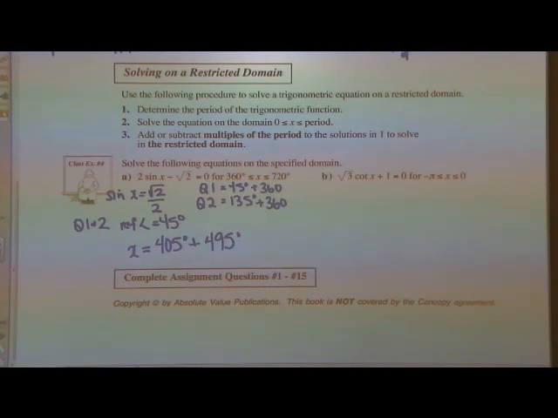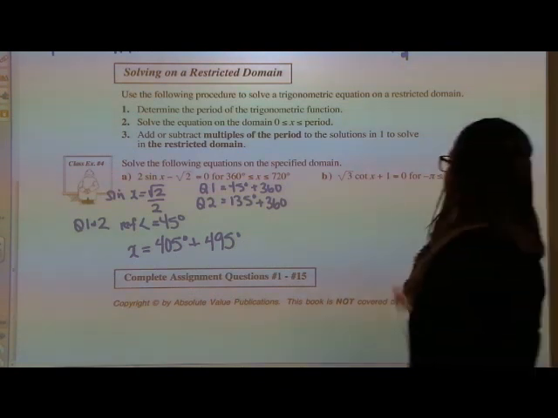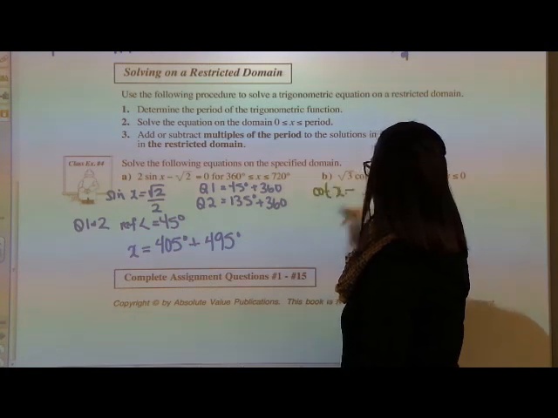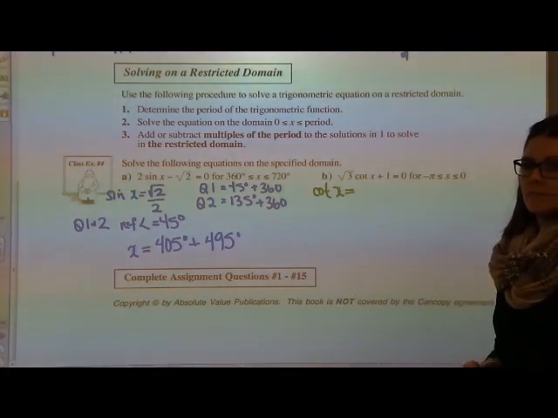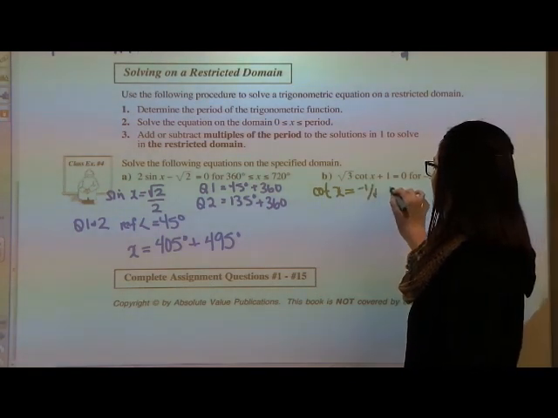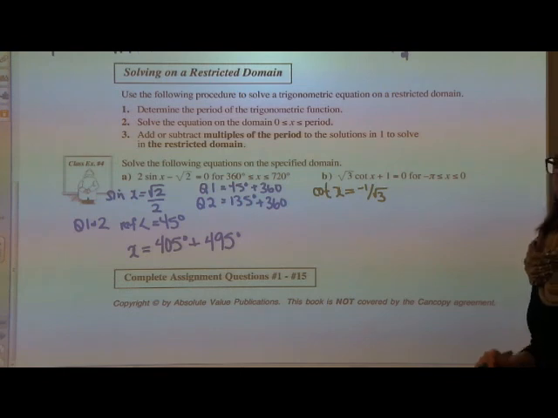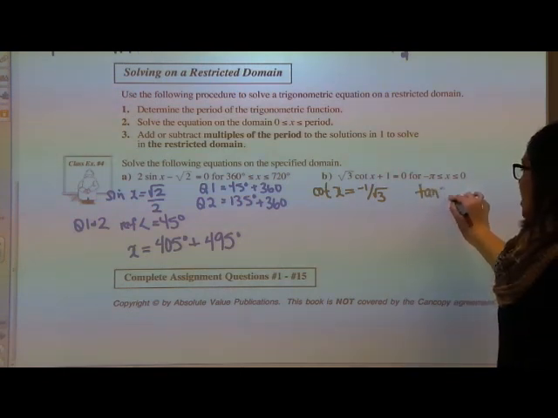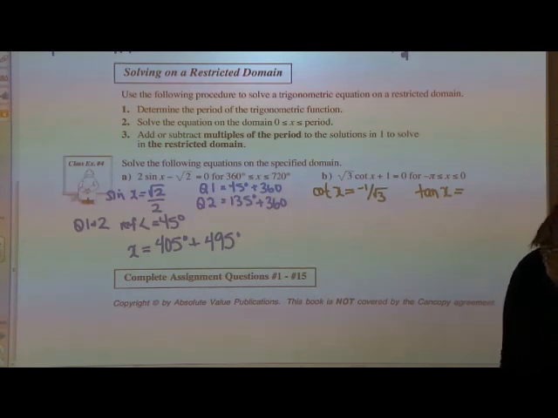Okay, last question. Square root of 3 cotangent x plus 1 equals 0. And the domain is from negative pi to pi. Or sorry, negative pi to 0. So what would I do first? Okay, so if I isolate cotangent, what do I get? Negative 1 over root 3. Okay, and you could change it to tangent. So when I change it to tangent, if cotangent x equals negative 1 over root 3, what does tangent x equal?